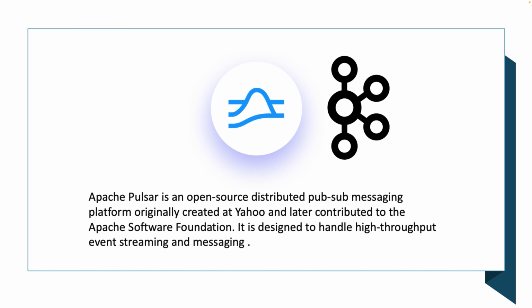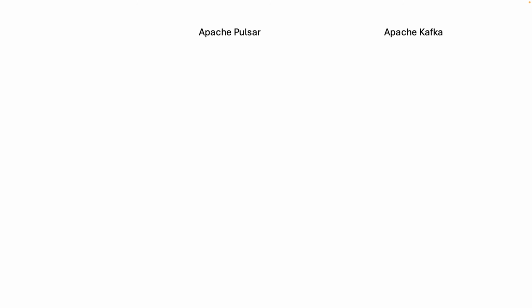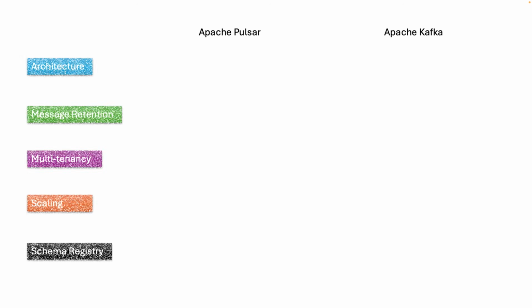Both Apache Pulsar and Apache Kafka are popular distributed messaging systems used for building real-time streaming data pipelines and applications, but they have several differences in terms of architecture, features and design principles. So let's try to find out some key differences between Apache Pulsar and Apache Kafka. Let's discuss architecture, message retention, multi-tenancy, scaling capability, schema registry and tiered storage.